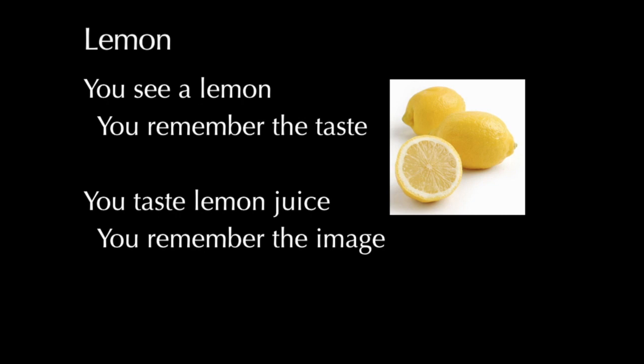So when you see a lemon, it's possible to recall the taste vividly, the taste of the lemon. Vivid is an adjective that is used for describing visual imagery. I don't think we can say vivid taste, but let's say realistic sense of taste. And if you taste lemon juice, the sourness of the lemon juice, we might remember the image of a lemon or the color yellow.